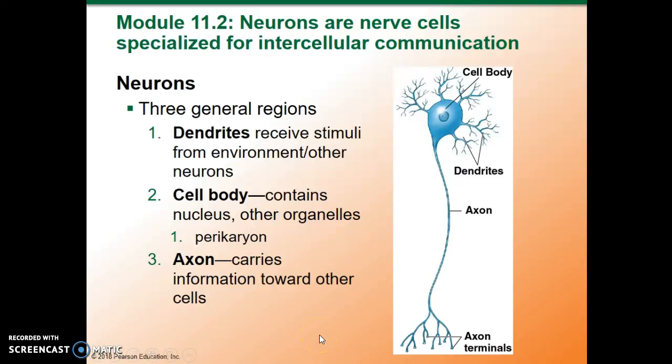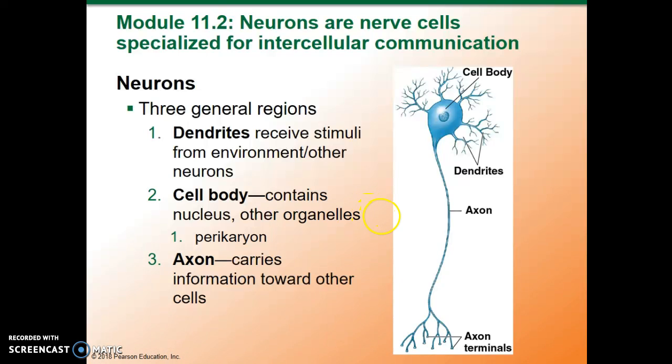As you probably already know, neurons are nerve cells that transfer information. They're specialized for this intercellular communication. You need to be able to draw a neuron and all the parts of that neuron. So here's the main parts. The dendrites are branches off the cell body. They receive information from other neurons.